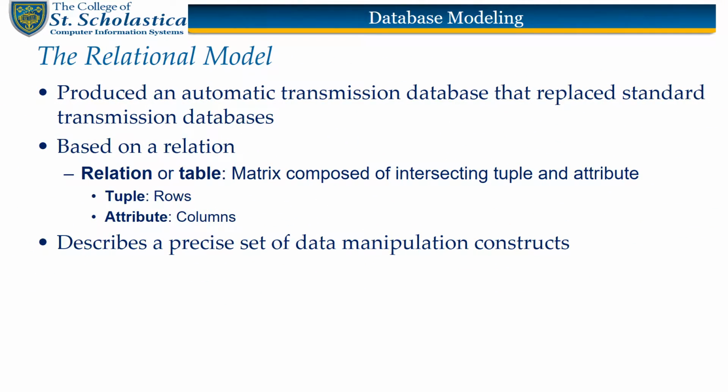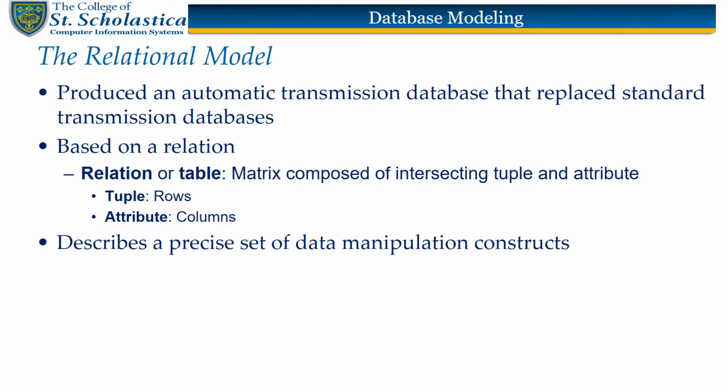The relational model is based on mathematical set theory and represents data as independent relations. It was first introduced in 1970 by E.F. Codd of IBM. To use an analogy, the relational model produced an "automatic transmission" database to replace the "standard transmission" databases that preceded it.